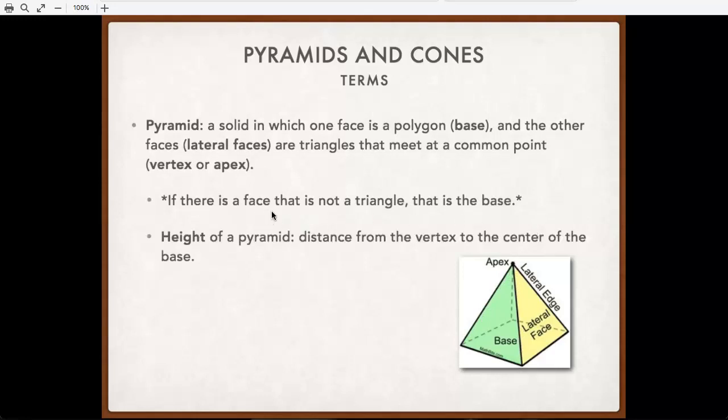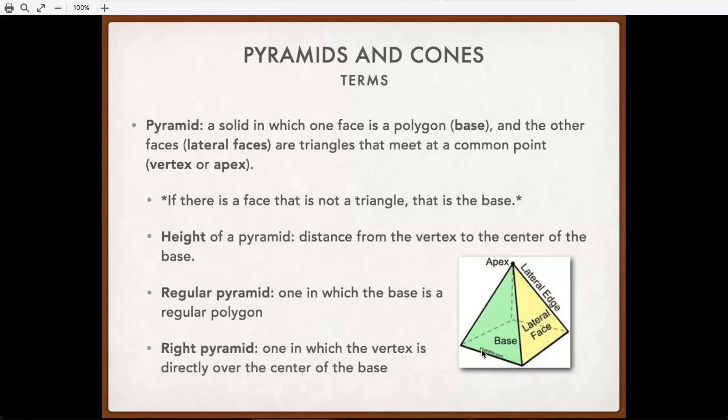Easy way to figure out which one's the base, if you're not sure, is that if there's one which isn't a triangle, that'll be your base. The height is going to be the distance from the apex or the vertex to the center of the base, so straight up and down just like that. A regular pyramid is where our base is a regular polygon. Those are the only kinds of pyramids we'll be dealing with.